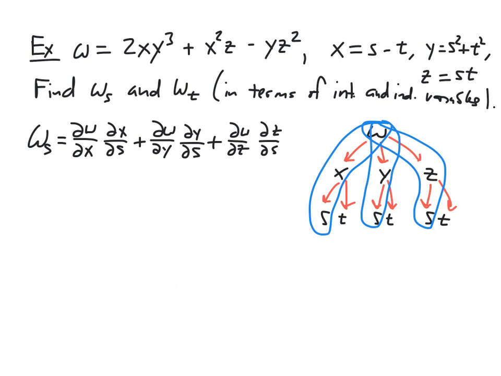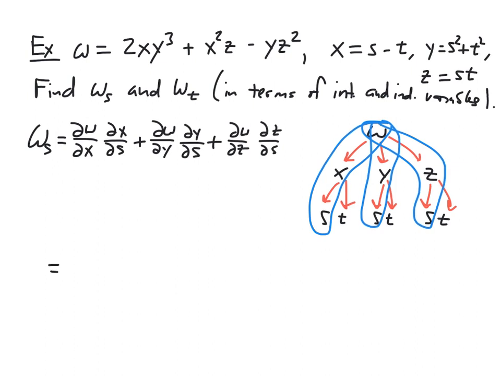Now you can probably see that once you get comfortable with the chain rule, the tree diagram is not 100% necessary every time. You can sort of see the pattern. It's going to be differentiating w in terms of all of the intermediate variables, and then all the intermediate variables with respect to the variable that you want, in this case s. But the tree diagram is a good way, when there are a lot of variables, to make sure that you organize everything properly. So now we just have to compute these 6 derivatives.